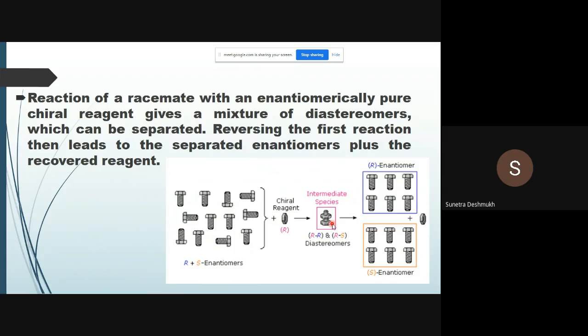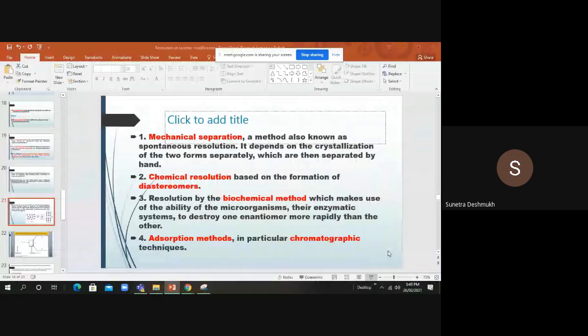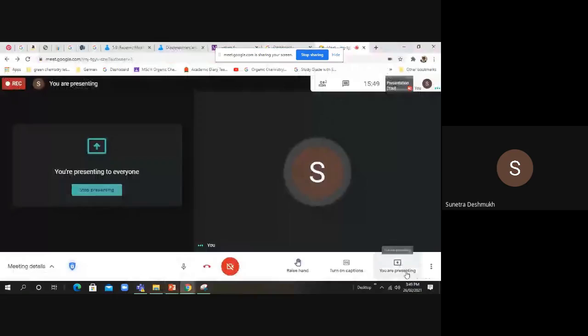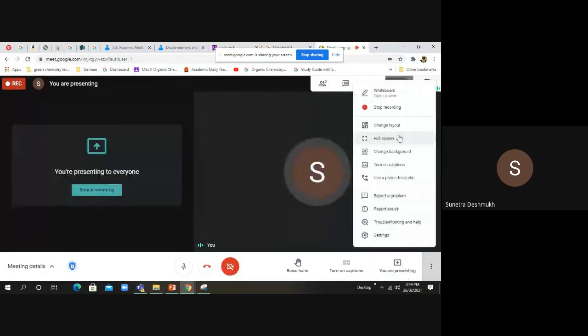Now, on further treatment, we can separate the R, which I have indicated in blue, from this racemic mixture, and the S as well. So here we can separate the R enantiomer and the S enantiomer. This is the general idea for the separation of the racemic mixture with the help of a chiral resolving agent.